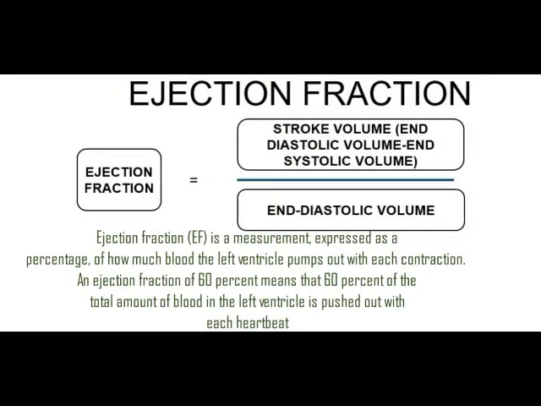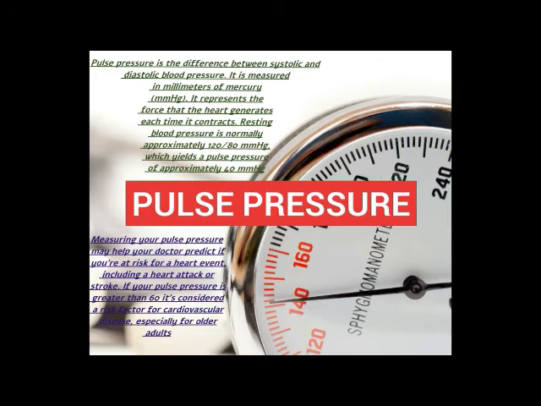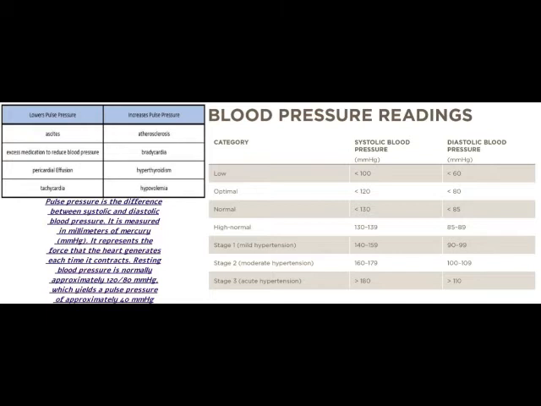and ejection fraction. Now, ejection fraction is a measurement, expressed as a percentage, of how much blood the left ventricle pumps out with each contraction. An ejection fraction of 65% means that 65% of the total amount of blood in the left ventricle is pushed out with each heartbeat. Pulse pressure is the difference between systolic and diastolic blood pressure. It is measured in millimeters of mercury and it represents the force that the heart generates each time it contracts.